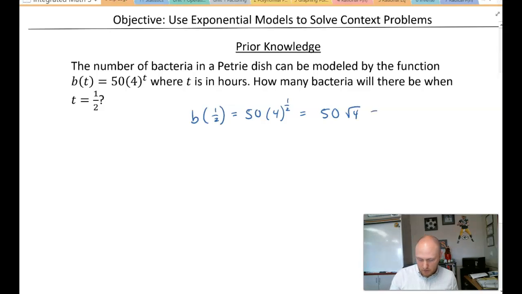So what's the square root of 4? Very good. 50 times 2 is 100. So in 1/2 hour, after 30 minutes, there's going to be 100 bacteria.